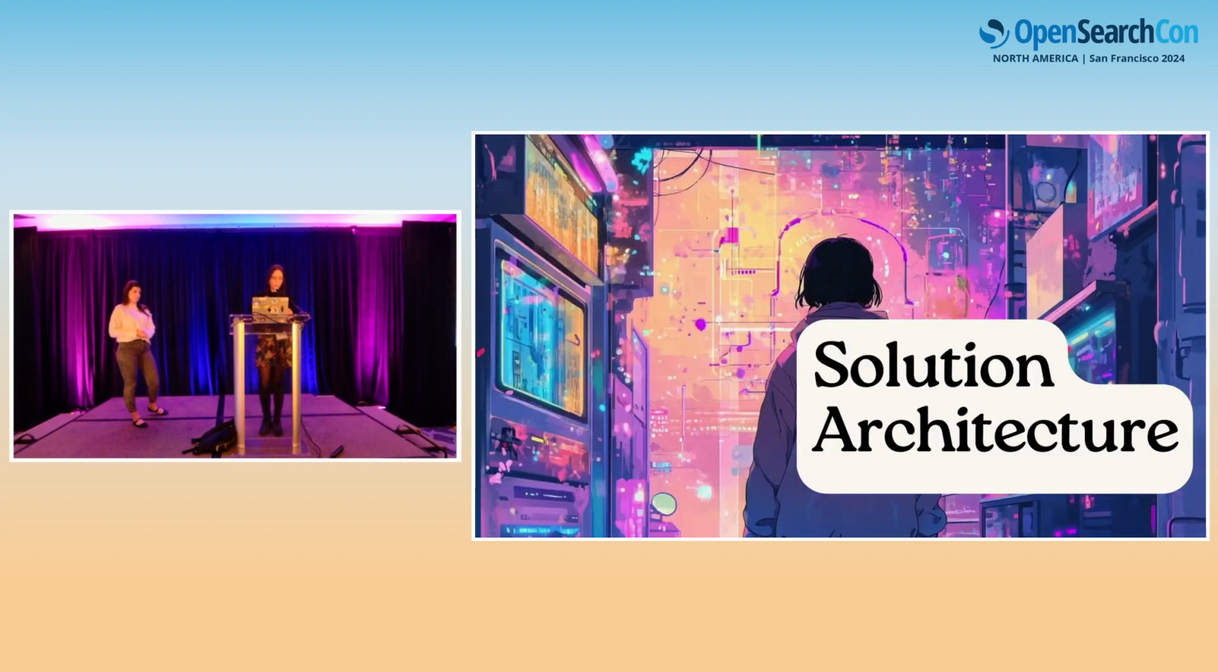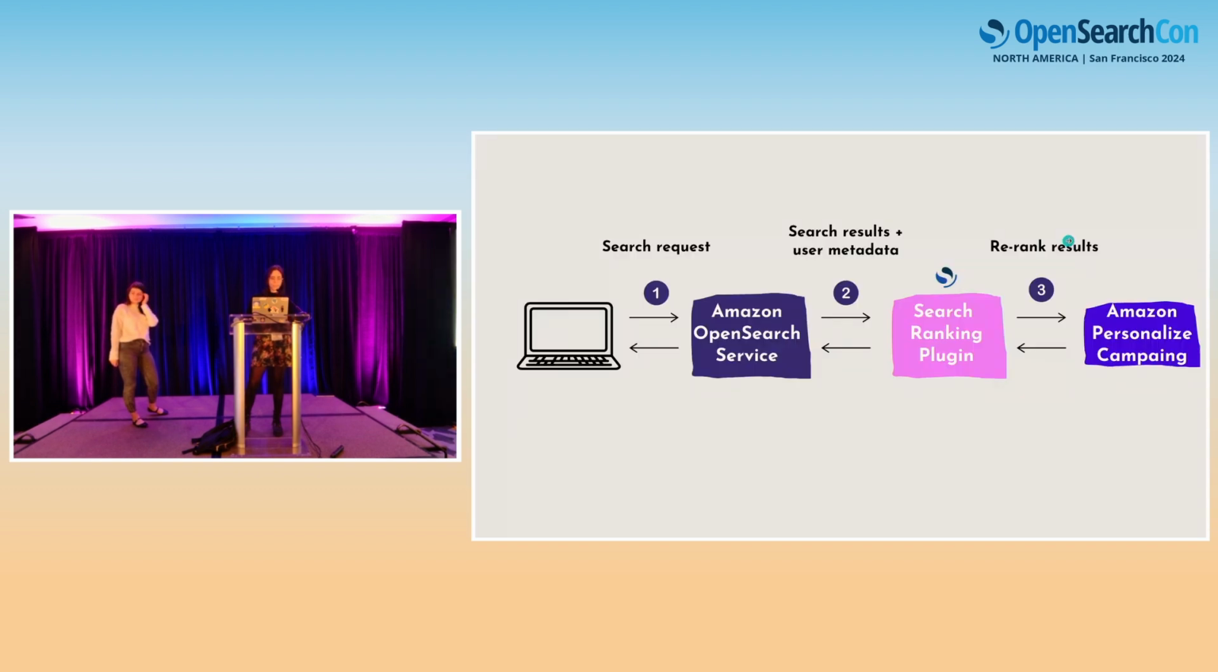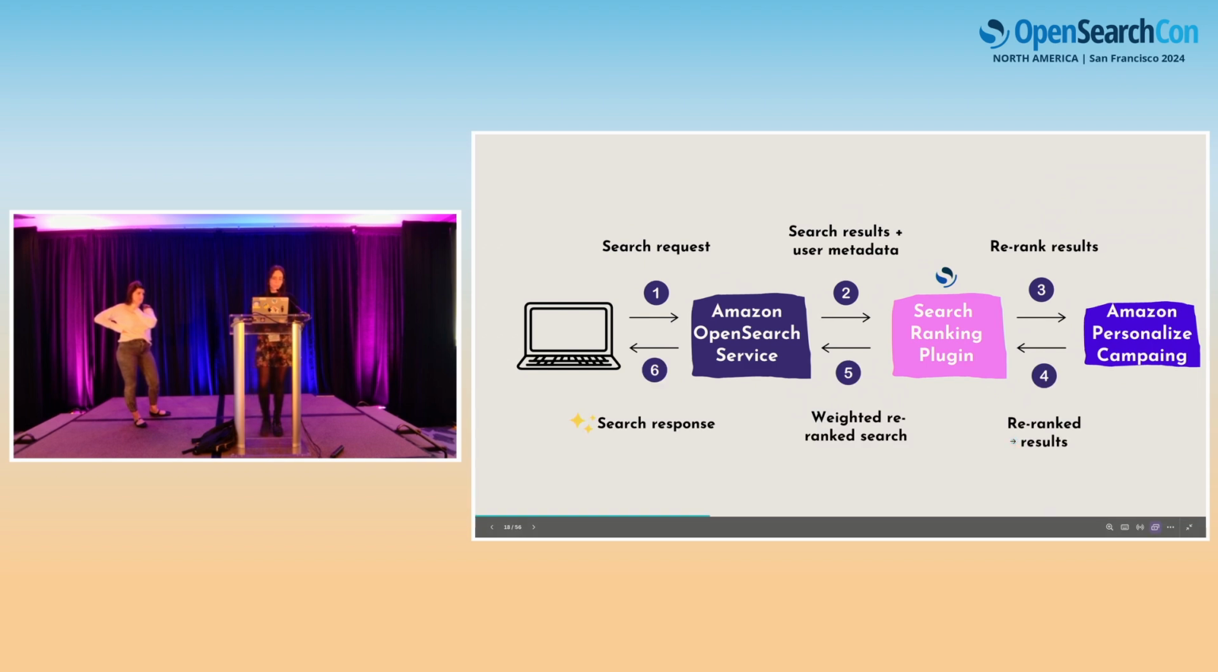When we talk about this, we also have to explain how this works architecturally, and we have it here. So the user makes a request to Amazon OpenSearch Service. Amazon OpenSearch Service has the documents and the metadata and sends them to the search ranking plugin. This is where the pre-processing is done before it is sent for re-ranking in the Amazon Personalize campaign. You get a list of movies, it will re-rank this list and send it back to the Amazon OpenSearch Service.